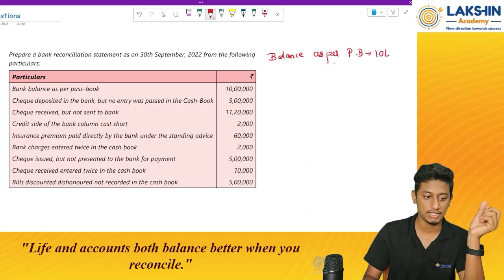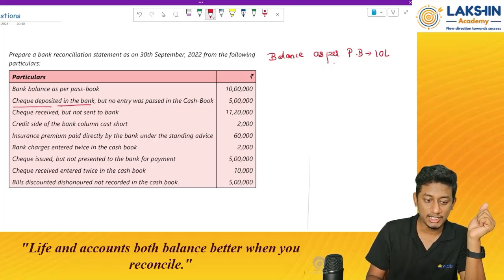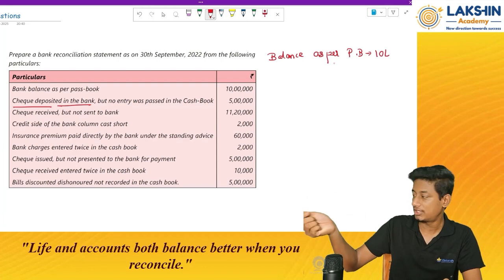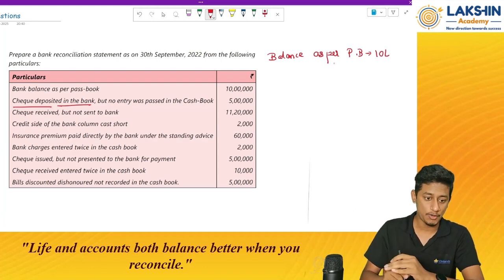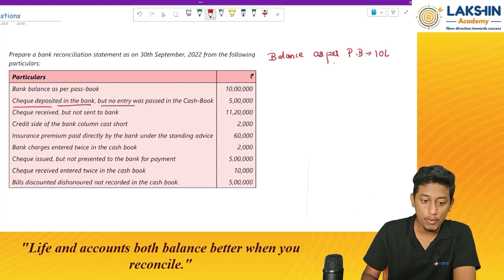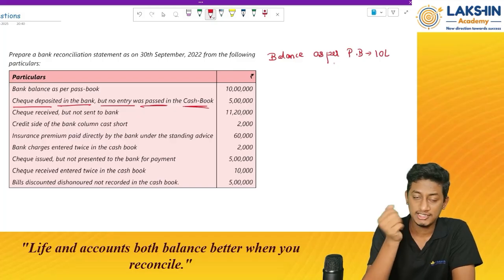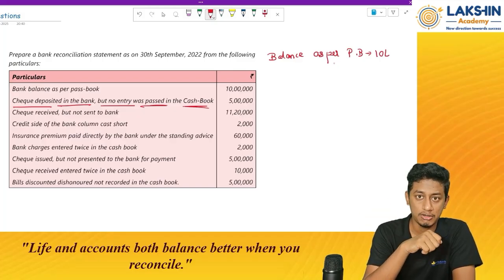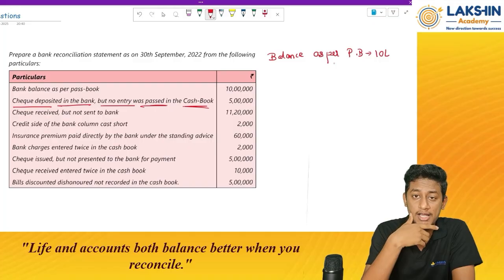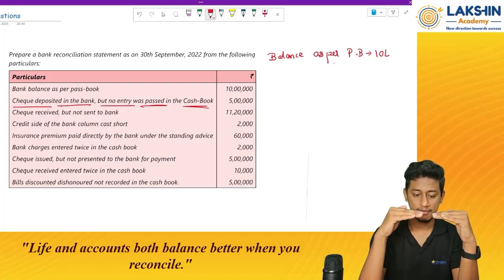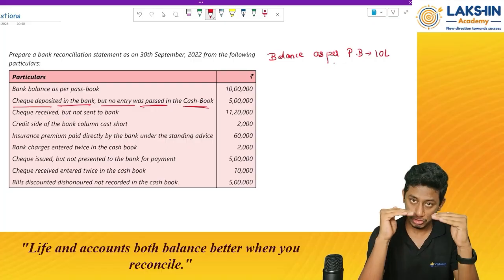Now let's look at the question. Check deposited in the bank. A check has been deposited. So that means I have received a check and I am depositing it into the bank. I am giving it to my bank now. But no entry was passed in the cash book. So what has happened? A check has been deposited into the bank account, but no entry has been passed in the cash book. So now, these both should be equal.